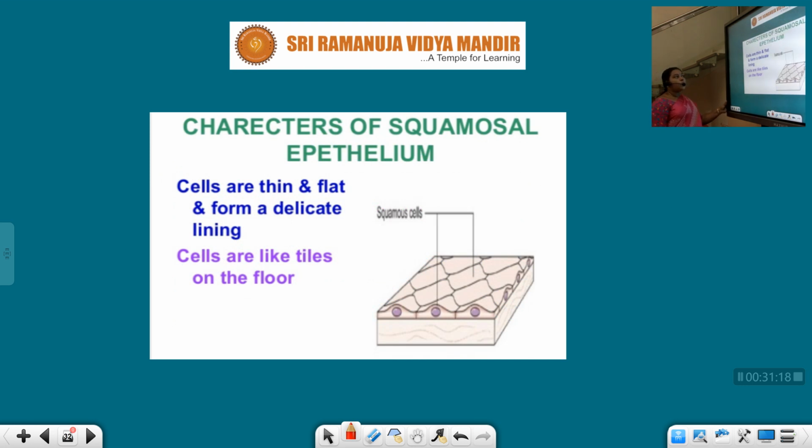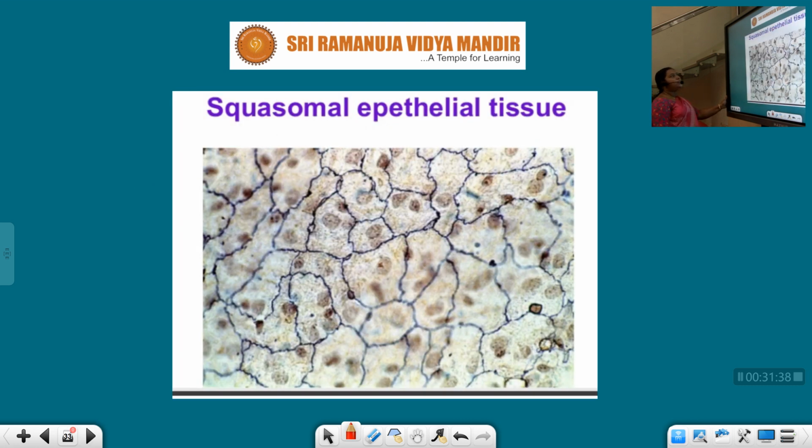So let us talk about the squamous epithelial cells. They are thin and flat, forming a delicate lining. Cells are like tiles on the floor. See how the cells are looking. They are the squamous epithelial cells with the basement membrane. The cells are tightly arranged. No interstitial spaces are present. See how it is looking. It looks like tiles arranged on the floor.